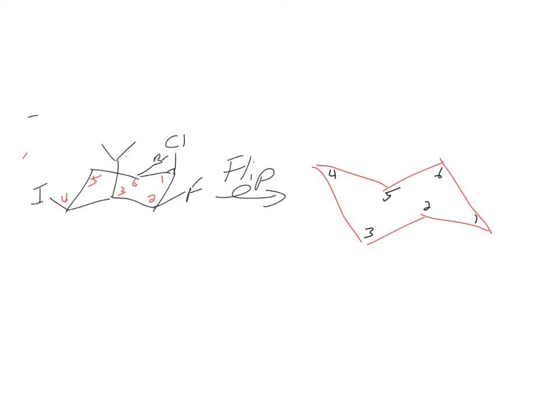Good. So for instance, for carbon 1, there's a chlorine that's axial. Now it's going to be equatorial and up. Carbon 2 had a fluorine that was equatorial. Now it's going to be axial and up. Carbon 3 had an isopropyl group that was axial and up. Now it's going to be equatorial and up. Good. 4 had an iodine that was equatorial and up. Now it's going to be axial and up. And 6 had a bromine that was equatorial and up. Now it's going to be axial and up. Good.